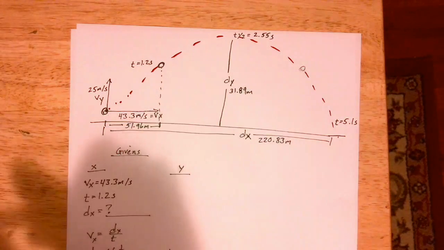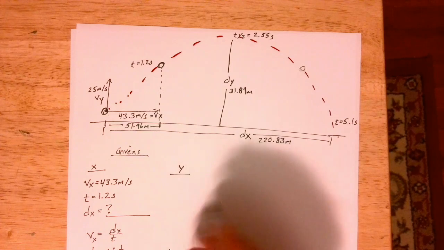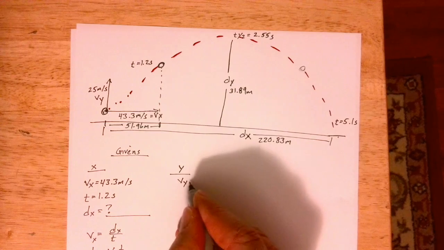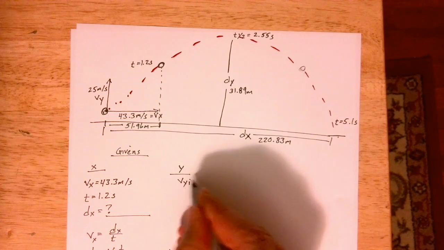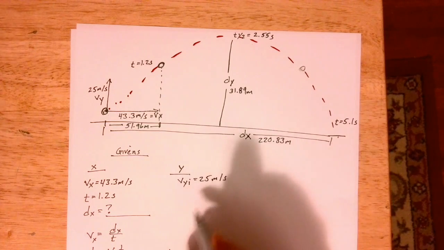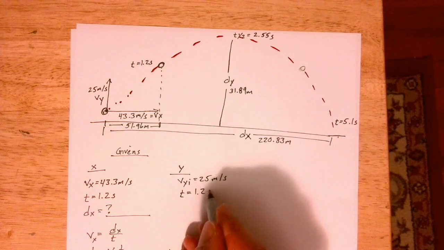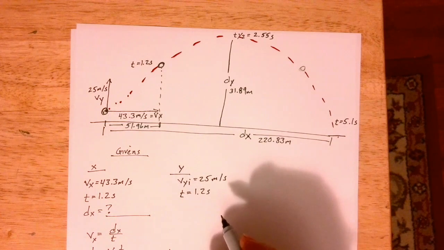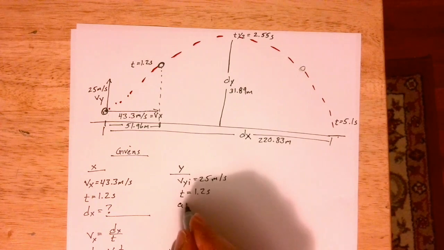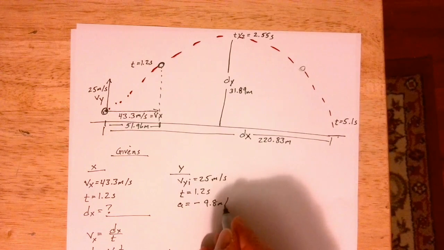So let's solve for our givens in the y direction. In the y direction, the Vy, the initial velocity, is 25 meters per second. The time is still 1.2 seconds. Alright, the acceleration, because it's going up, it's going to be decelerating at negative 9.8 meters per second squared.